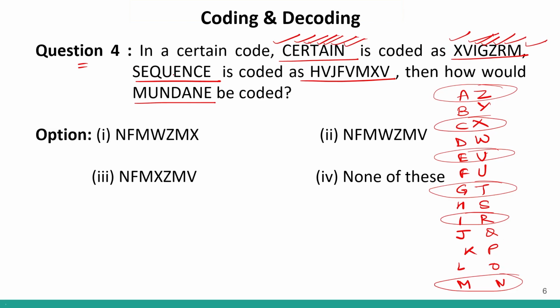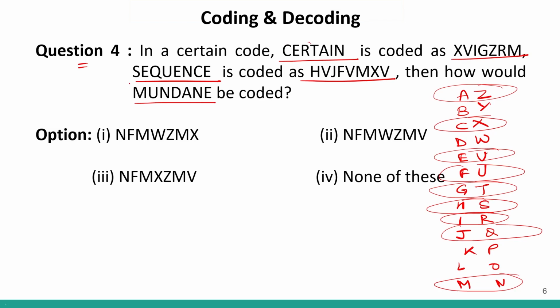So we will check the same thing for sequence. S, E, S and H. So S and H are opposite letters. E and V are opposite letters. Q and J are opposite letters. Then we have U and F. So U and F are also opposite letters. E, V opposite letters. N, M opposite letters. C, X are opposite letters and E and V are opposite letters. So these are basically coded in opposite letters.